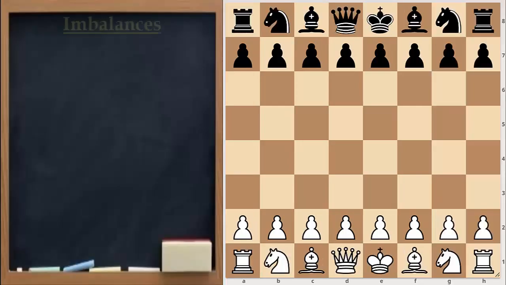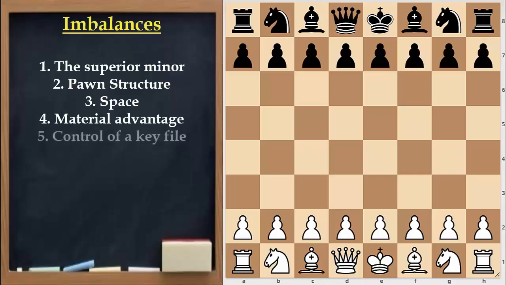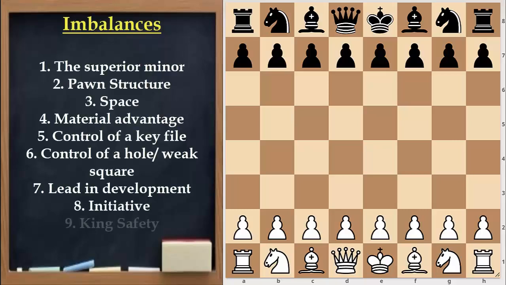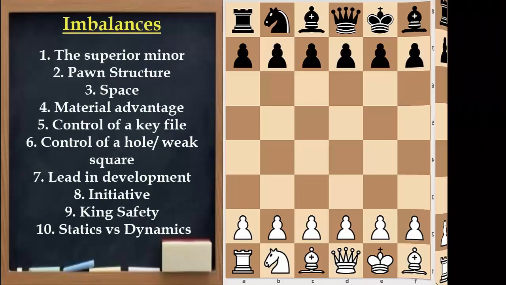The list of imbalances includes the superior minor piece, pawn structure, space, material, control of a key file, control of a hole or weak square, lead in development, the initiative, king safety, and statics versus dynamics. So let's take a look at one example of each of these.